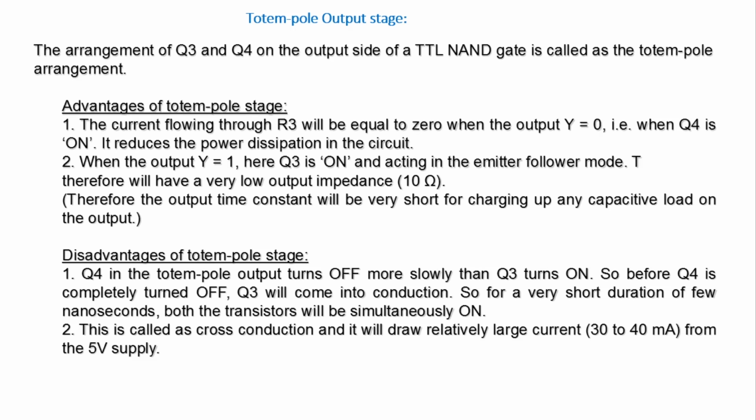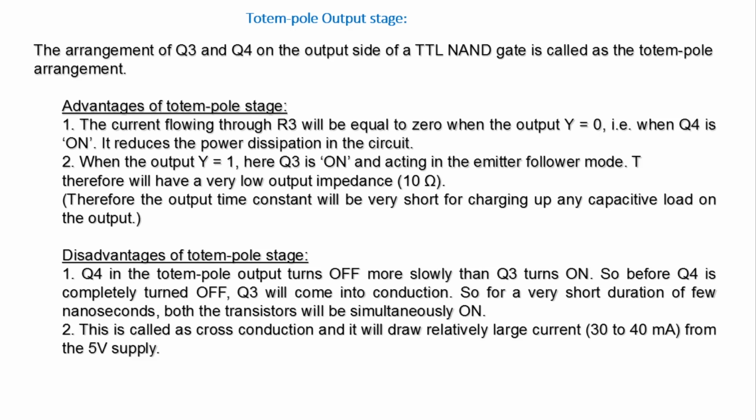Disadvantages of the totem pole stage. We have seen the advantages, now we are going to see the disadvantages. The first one is that Q4 in the totem pole output turns off more slowly than Q3 turns on. So before Q4 is completely turned off, Q3 will come into conduction.